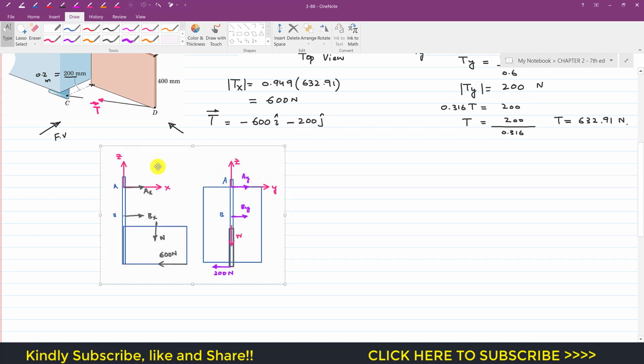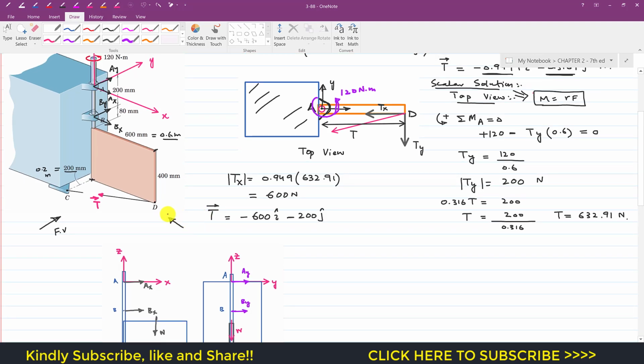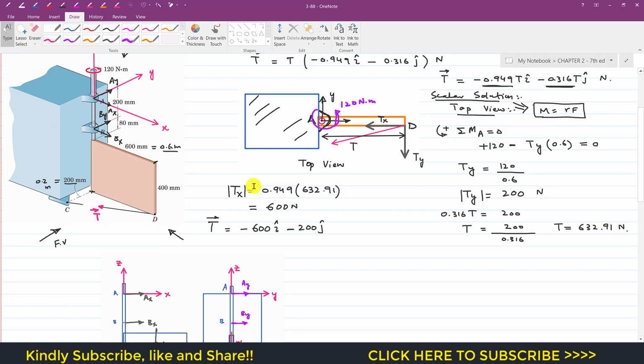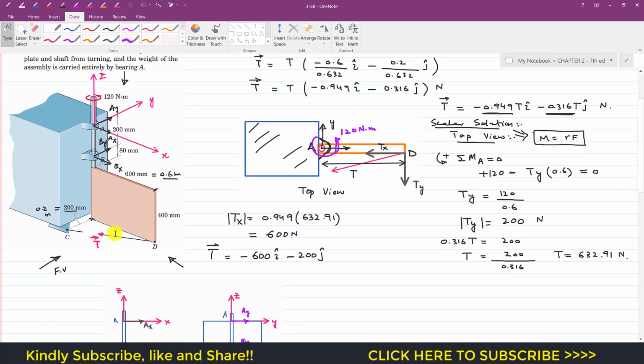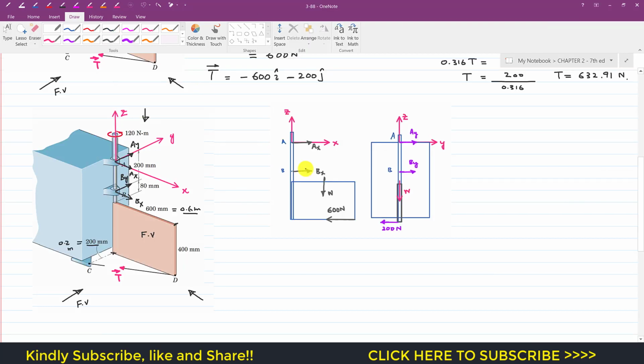This one is the front view, and if we look into this whole mechanism from this side, that will be our right side view, right? So this one is our right side view. Now let me put these diagrams side by side so that we can compare them. So this is our front view, and this is our right side view.